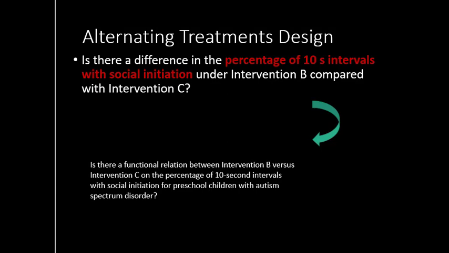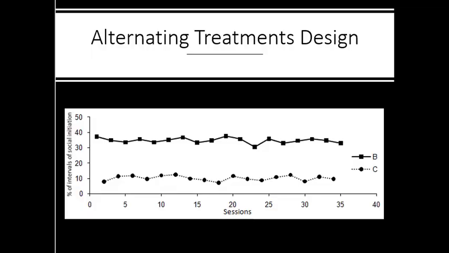Is there a functional relation between intervention B versus intervention C on the percentage of 10-second intervals with social initiation for preschool children with autism spectrum disorder? Let's evaluate the experimental control on a 1 to 7 scale where 1 is low and 7 is high. We can rate this 7 because there is a very clear separation of data paths. The magnitude of that separation is strong, there is no overlap, and we see more than 4 demonstrations of that separation.